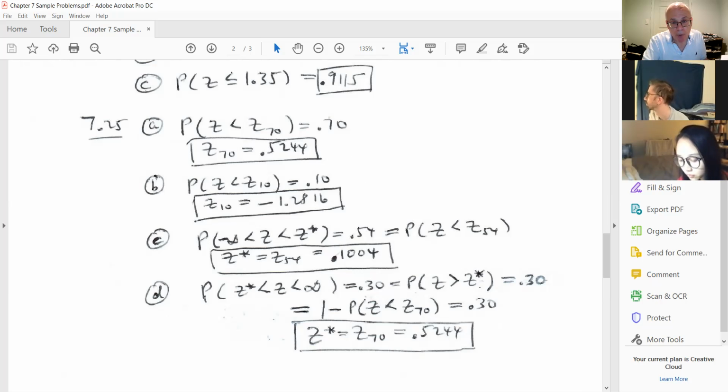So don't be fooled by it saying negative infinity or positive infinity. It's just telling you which direction the area is in. That's all it's telling you. All right, cumulative area goes towards negative infinity. The other area to the right goes towards positive infinity. All right, let's go to the Excel.